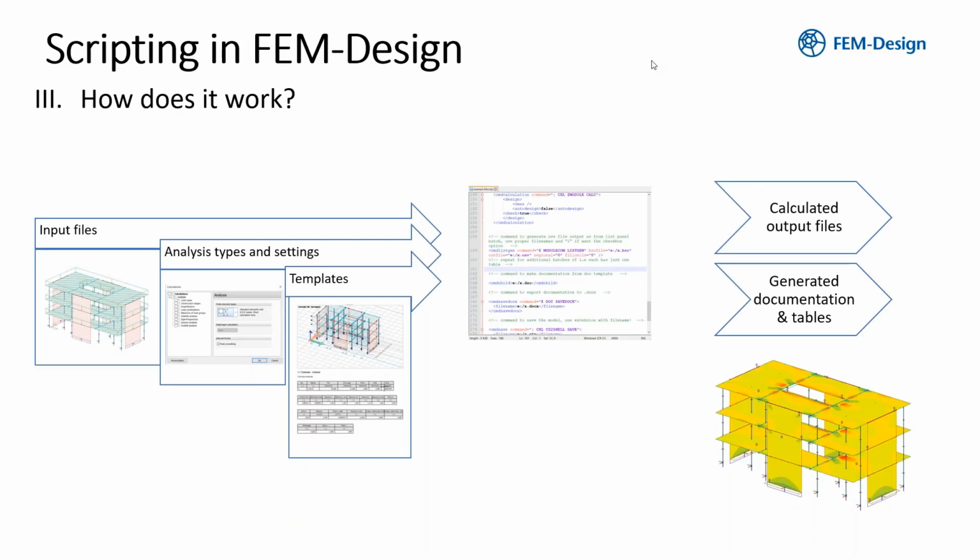And here, in this figure, you can see how it works. What is the input to the script and what is the output? As I already mentioned, you need input files, but also in the script you can adjust your simulations. You can set the settings. You can choose what kind of simulation you want to perform, or individually choose the settings for each simulation. You can use exactly the same options as in the FEM-Design software window. And then again, templates if you would like to generate them.